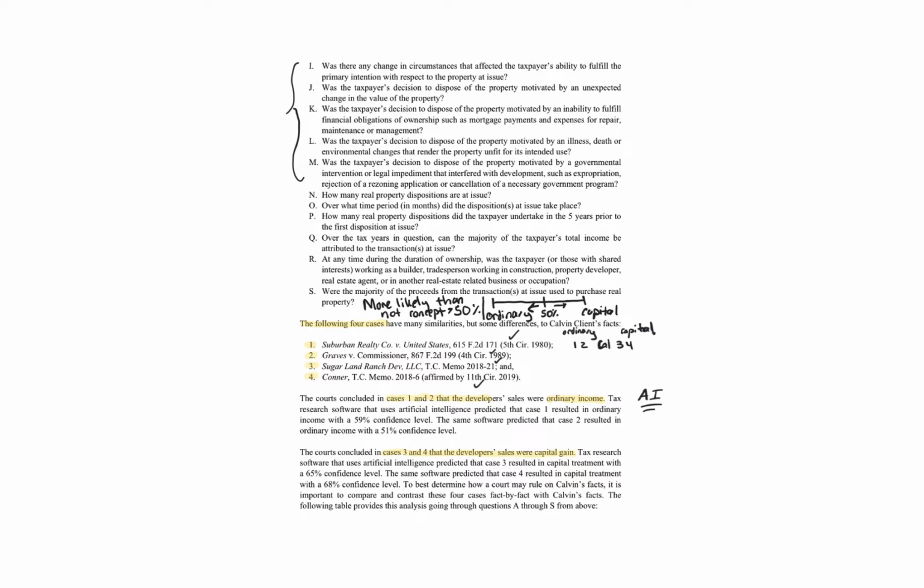So case 1 was a 59% confidence level. Case 2 was 51%. Whoa, that's real close, almost right in the middle. So case 2, even though the court ultimately held ordinary, is really close to being capital. Case 1, not as close, but still quite close. Cases 3 and 4 were held capital gain. Case 3 is a 65% confidence level, and case 4 is 68%. So these have even more certainty that they're going to be capital than the opposite end, where those are considered ordinary. So just keep that in mind, all right?